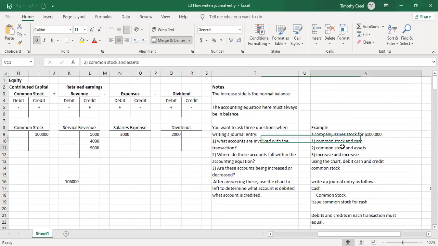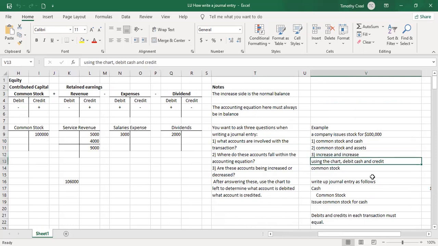So, and you see that there, common stock and assets. And question number 3, are these accounts being increased or decreased? So thinking about the transaction, if you're issuing stock, you're increasing the amount of stock ownership you have. And if you're receiving cash for that sale of stock, then you're increasing the amount of cash that you've got. So in this case, both of these accounts are being increased.